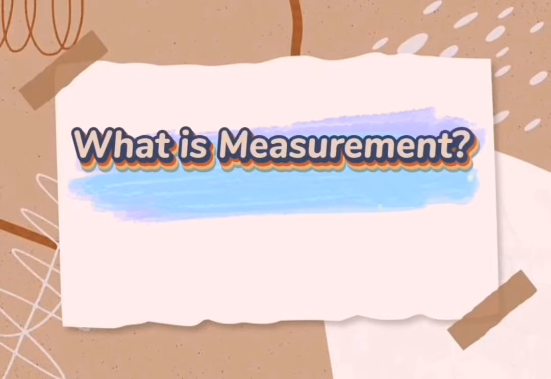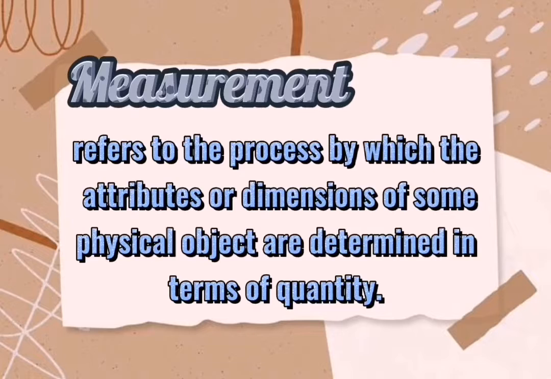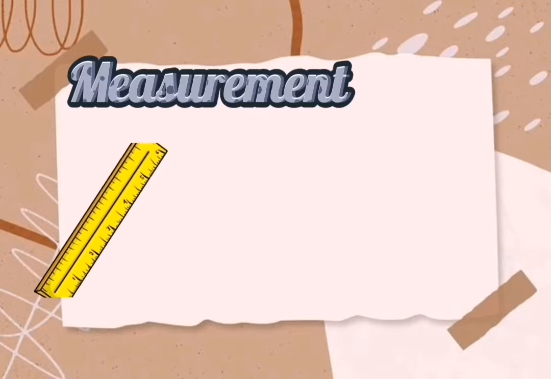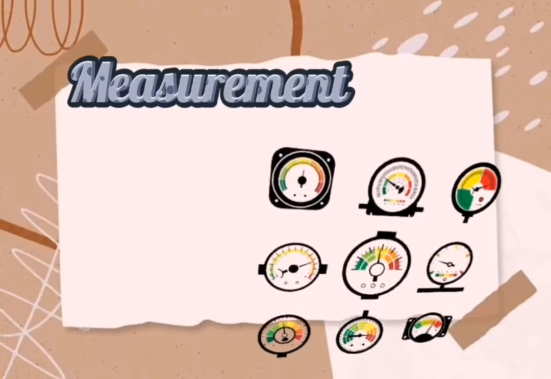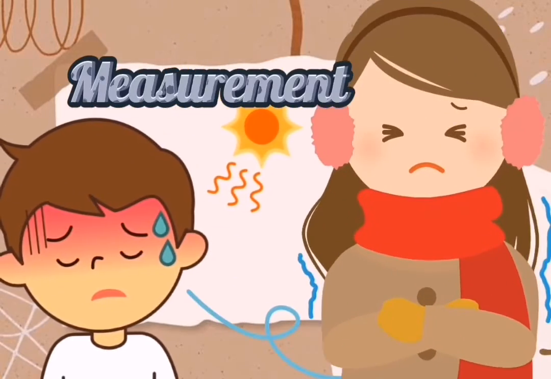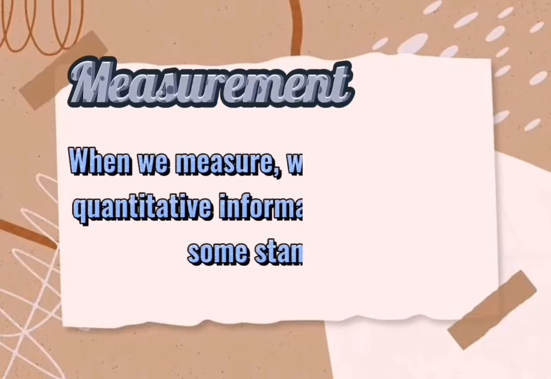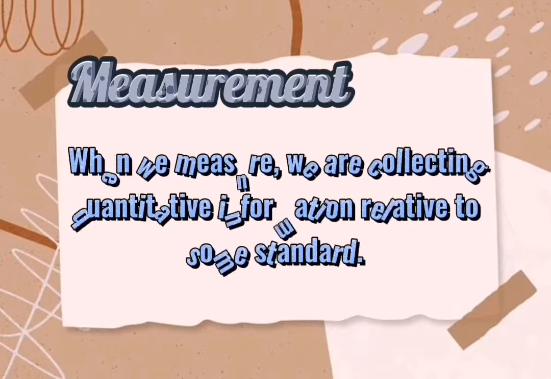Now, what is measurement? The term measurement refers to the process by which the attributes or dimensions of some physical object are determined in terms of quantity. We use physical devices such as rulers, scales, thermometers, or pressure gauges to determine how large, tall, heavy, voluminous, hot, cold, fast, straight, etc. When we measure, we are collecting quantitative information relative to some standard.